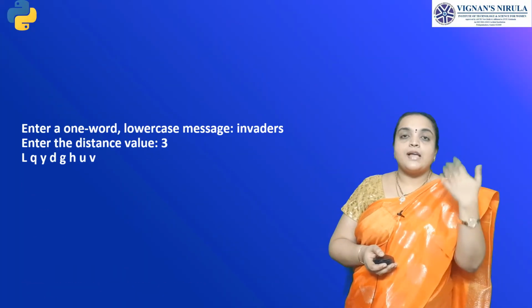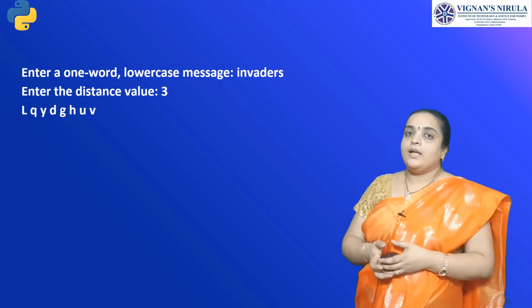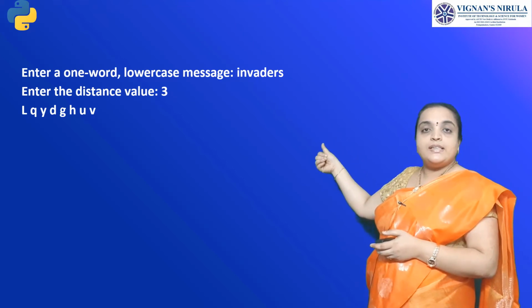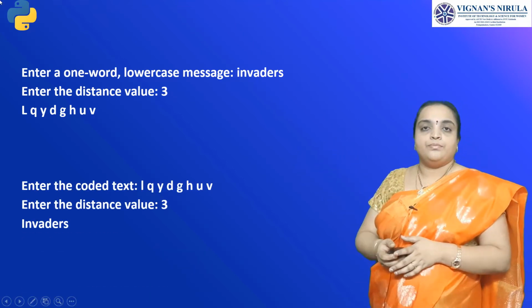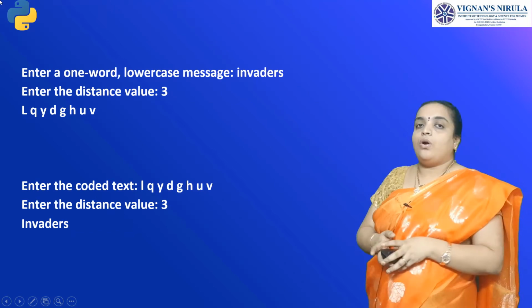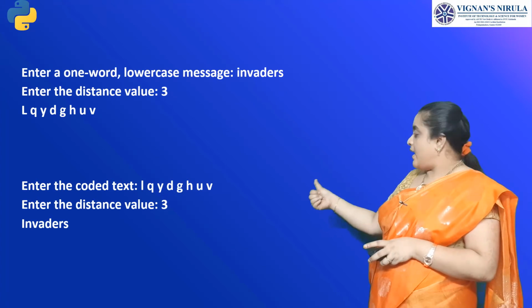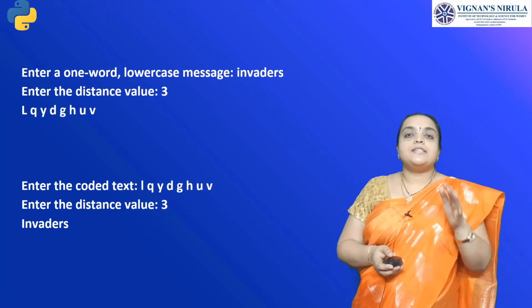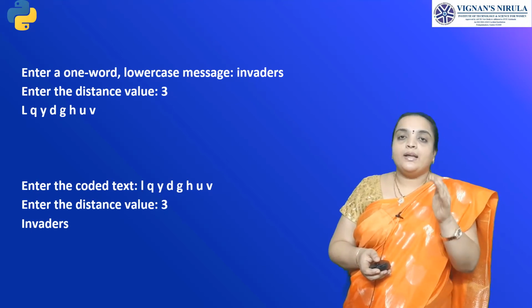So what is the output, how do we get it? Let us see. For encryption, the one word that I have given is invaders with a distance 3. So that is the value that I have got. If I give that code in the decryption algorithm with the same distance 3, we again get the text invaders. Is that clear? So this is about data encryption and data decryption.